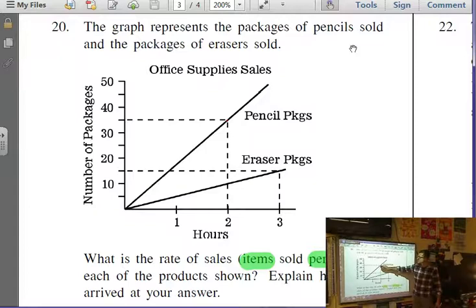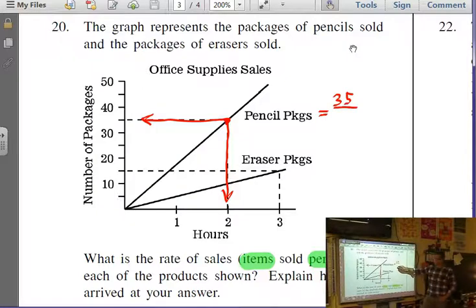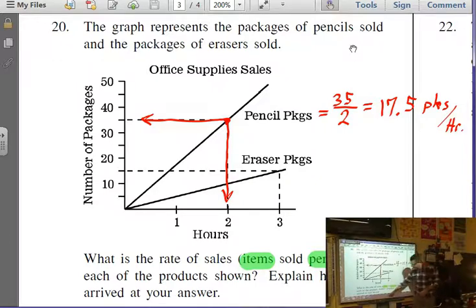So what I want to do is take this point and look, how many hours was it? How many items was it? So for pencil packages, it was 35 items in the span of 2 hours. That divides out to be 17.5 packages. So we could say packages per hour. Now, we're not actually going to sell half of a package, but this is an average amount. One hour we probably sold more, where the other hour we probably sold less.